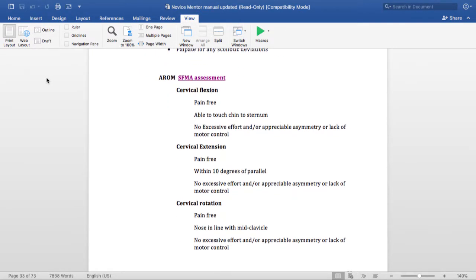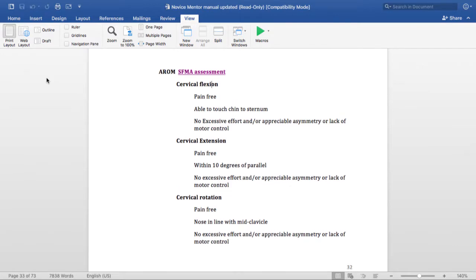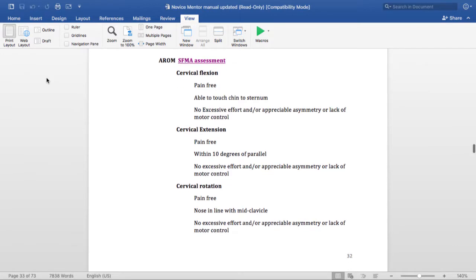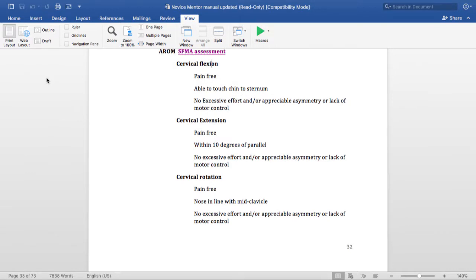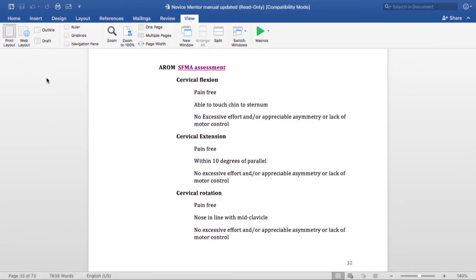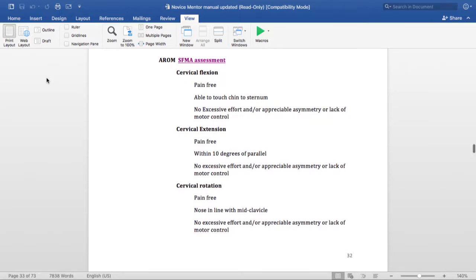There is a link to an SFMA assessment, which I think is a good way to teach them what normal is. The video is fairly good. It gives you everything. We want to look at the cervical upper extremity part, but look at the whole video. Remember, for cervical flexion, the criteria has to be pain-free. The patient should be able to touch their chin to their sternum, with no excessive effort or appreciable asymmetries or lack of motor control. If they can't do any of those, then it's an abnormal test.